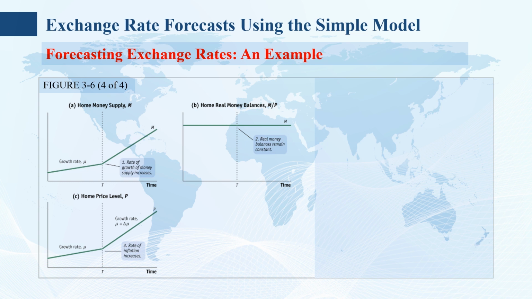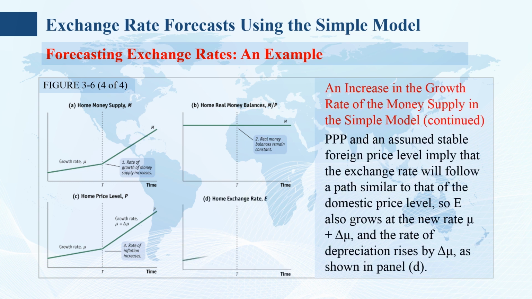PPP and an assumed stable foreign price level imply that the exchange rate will follow a path similar to that of the domestic price level. So E also grows at the new rate, mu plus delta mu, and the rate of depreciation rises by delta mu, as shown in panel D.